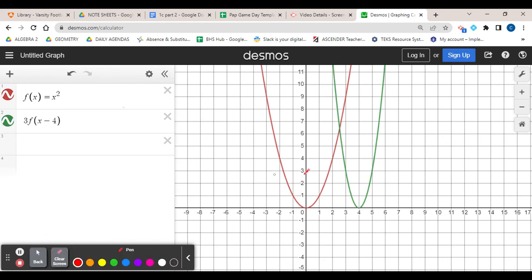Now let's see how it's vertically stretched by a factor of 3. So let's just look at the rise over run here, right? From 0 to 1, we go up by 1 over by 1, right? Rise over run, up by 1 over by 1. Vertically stretching by a factor of 3, from this vertex we go up 1, 2, 3, and over 1. Okay, so that's what it means by vertically stretching it.